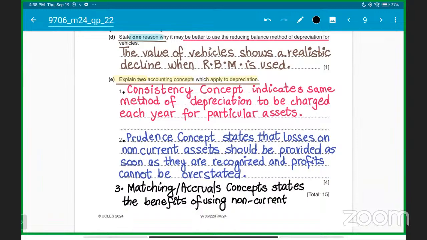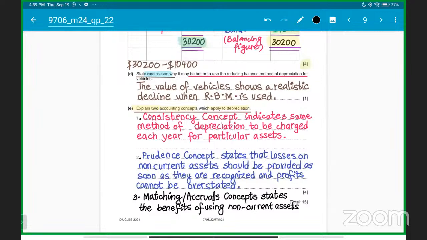The matching accrual concept states the benefits of using non-current assets. So basically, you mention it, see, everyone will easily get 2 marks. It's just that explaining is important. Everyone remembers the names of the accounting concepts. Okay, so that's why it's an easy theory. You can easily score 15 marks or 13-14 marks even if you make a silly mistake. So the matching accrual concept states that the benefits of using non-current assets should be matched against the cost of the non-current assets, that is, against the depreciation of the non-current assets.